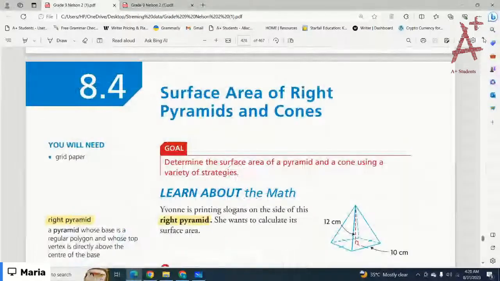We are working on the chapter, and the lesson we're going to start with is surface area of right pyramids and cones. So, let's just start with the lesson.